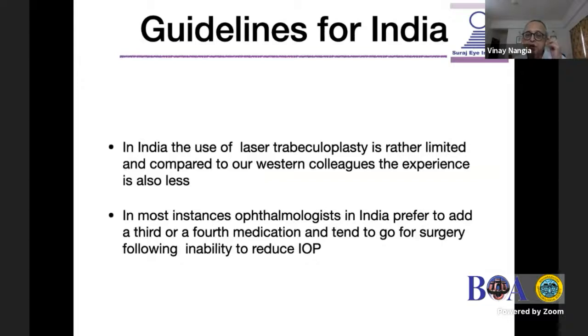In India, the use of laser trabeculoplasty is rather limited compared to our Western colleagues. And in most instances, ophthalmologists in India prefer to add a 3rd or 4th medication and then tend to go for surgery following inability to reduce intraocular pressure.